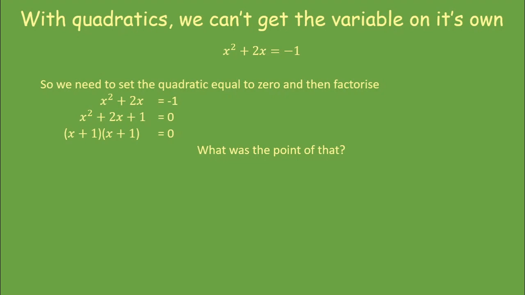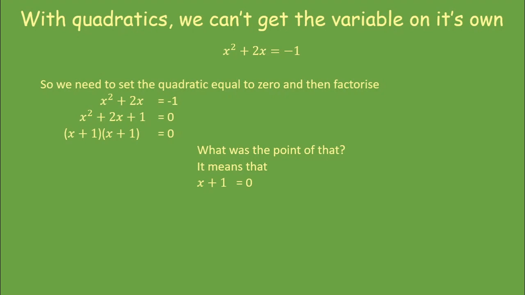Well, when I have a quadratic that is factorized and set equal to 0, I know that either this is equal to 0 or this is equal to 0, because two numbers that multiply to be 0 must either be 0 times something or something times 0. In this case, both of the brackets are the same, so it must be that x plus 1 equals 0.